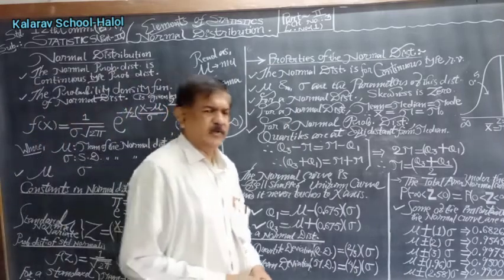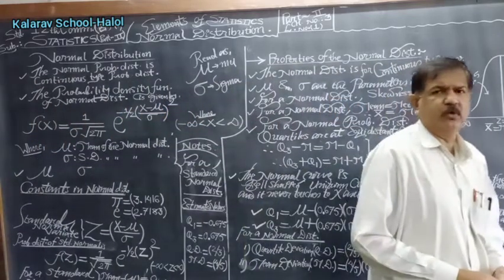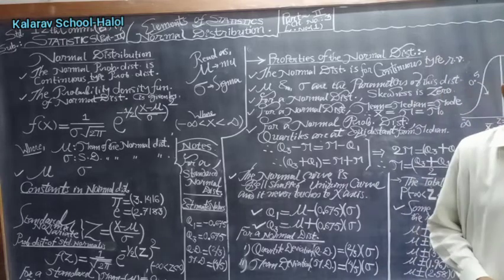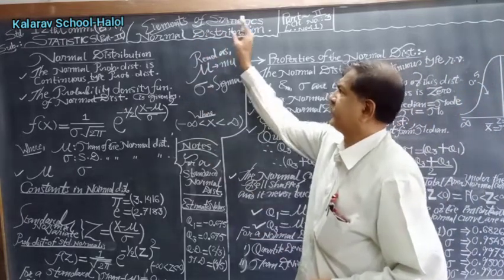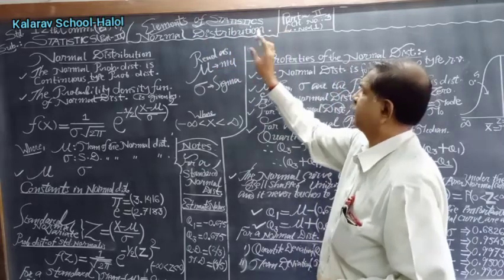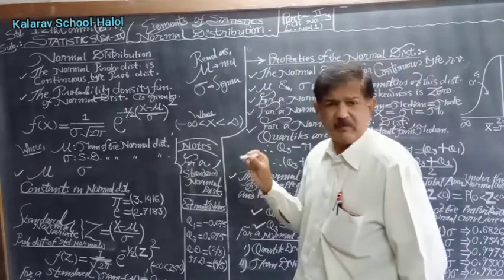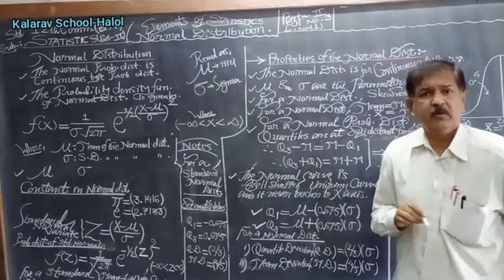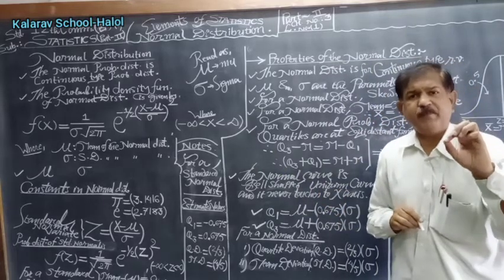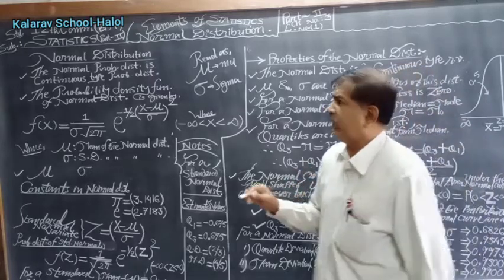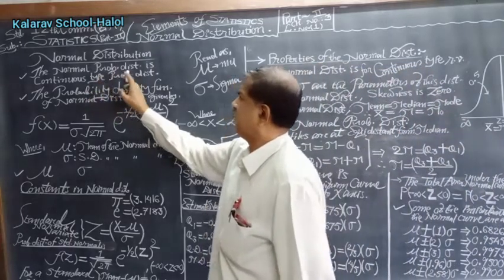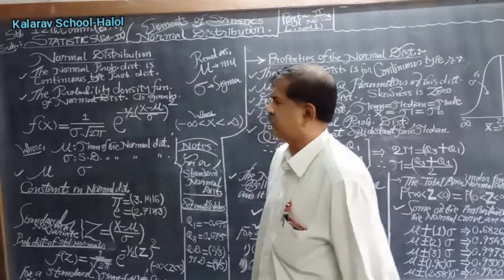Standard 12 Commerce, subject Statistics Part 2, in which we now start chapter number 3, that is normal distribution. Elements of statistics, normal distribution, chapter number 3. This normal distribution is a continuous type probability distribution, the probability distribution of a continuous type random variable.